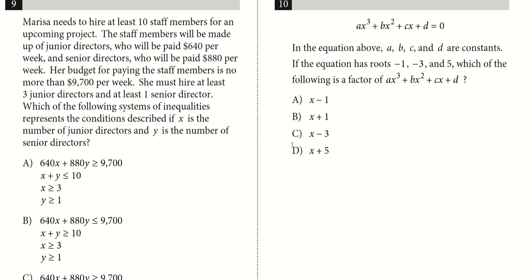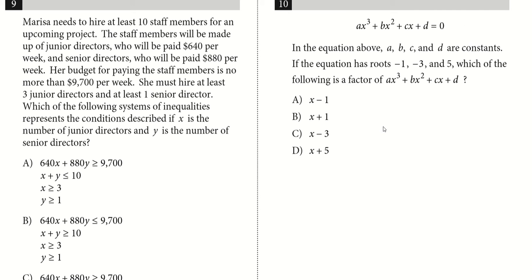We're told that the equation has roots -1, -3, and 5. That means the equation crosses the x-axis at -1, -3, and 5. Okay? So roots are the same as zeros, right? So which of the following is a factor of this? If we are told that these are roots, which of the following can be a factor of this equation?